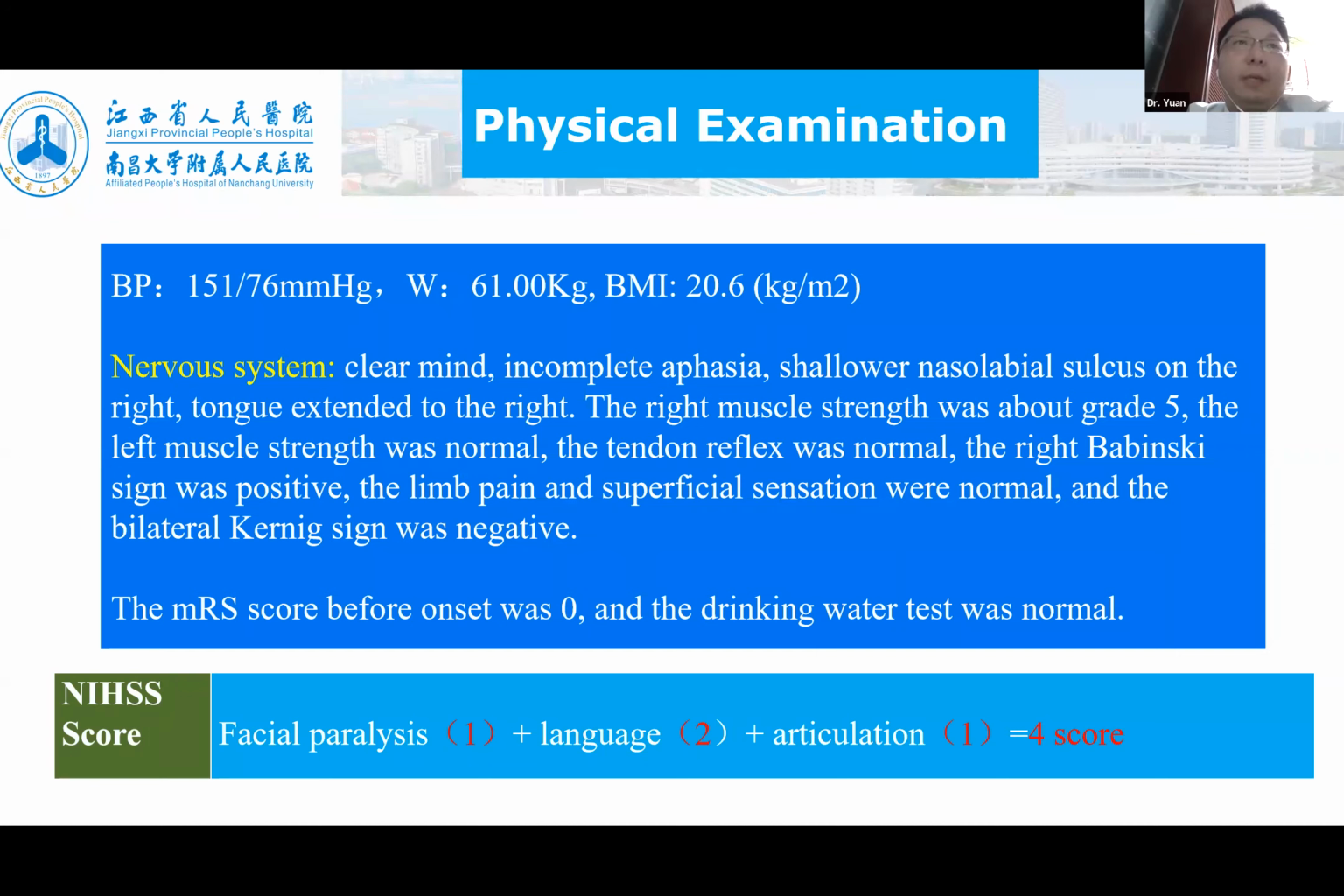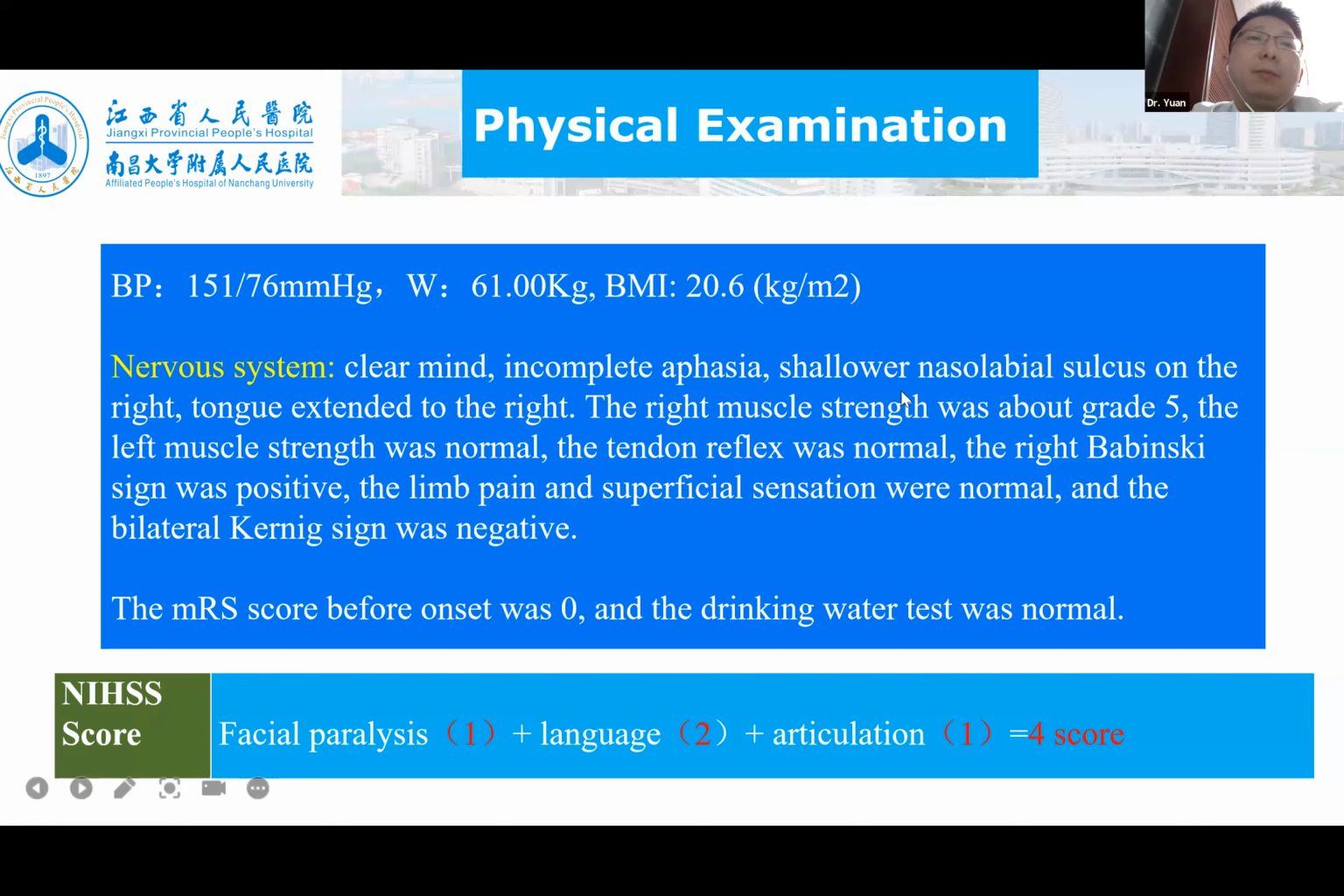The blood pressure is higher, and the BMI is 20.6. The nervous system examination shows he has a clear mind, incomplete speech, and shallow right nasolabial fold, with the tongue extended to the right. The right muscle strength was about grade 5. The left muscle strength was normal. The tendon reflex was normal. The right Babinski sign was positive. Limb pain and superficial sensation were normal, and the Babinski sign was negative.